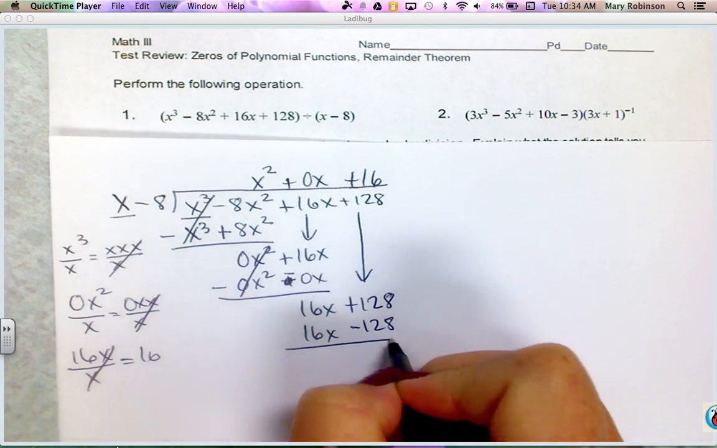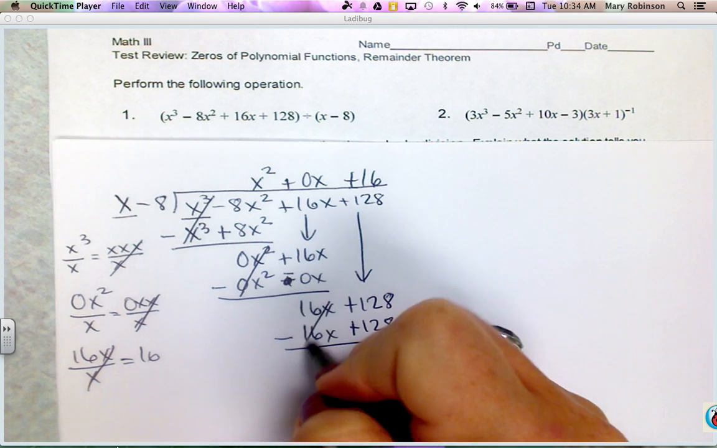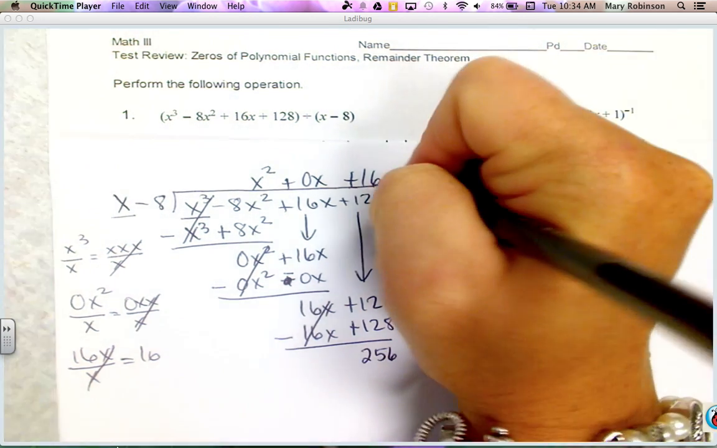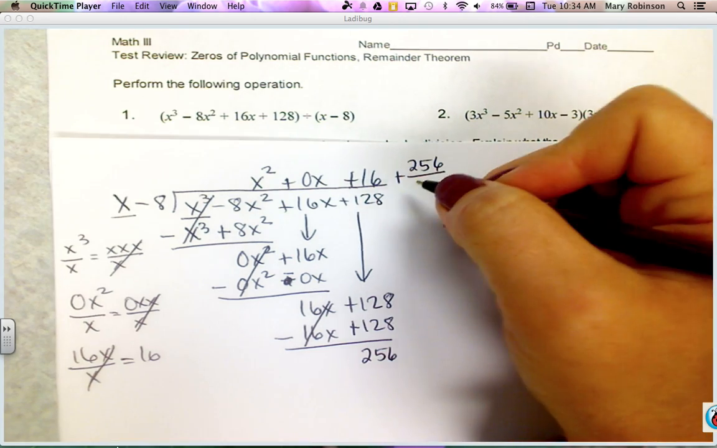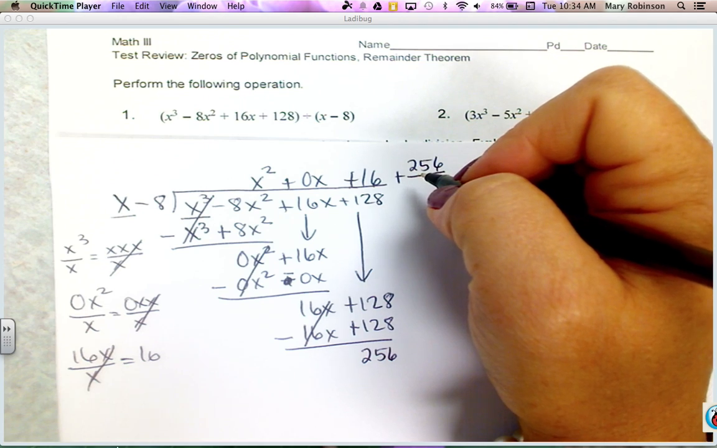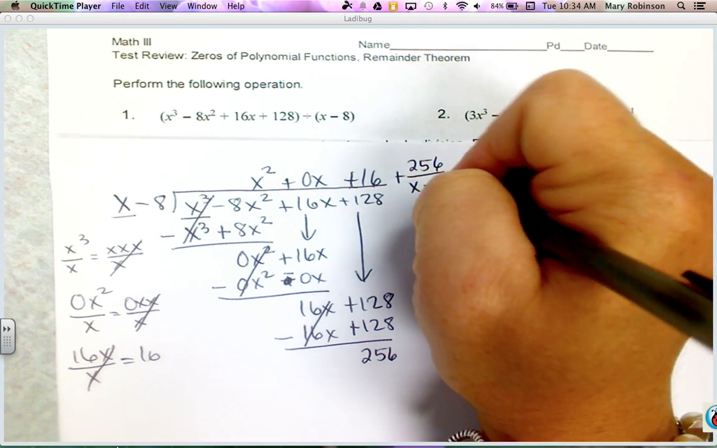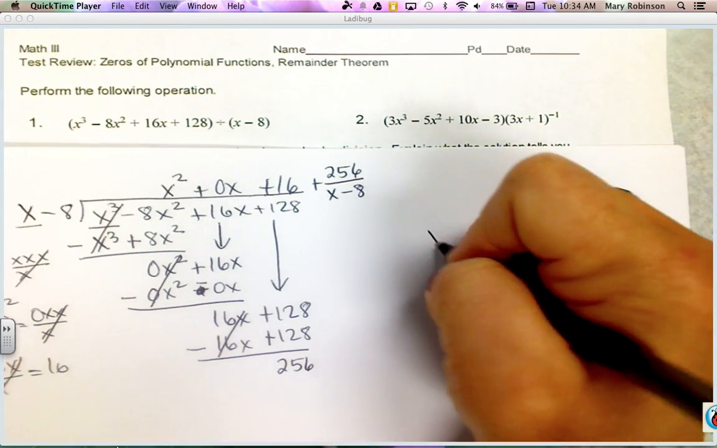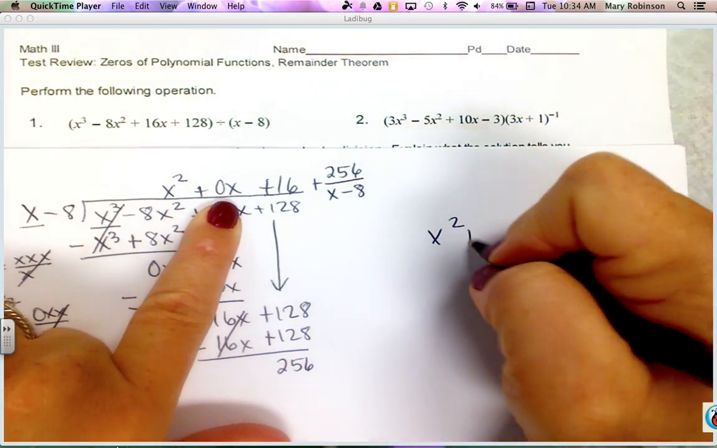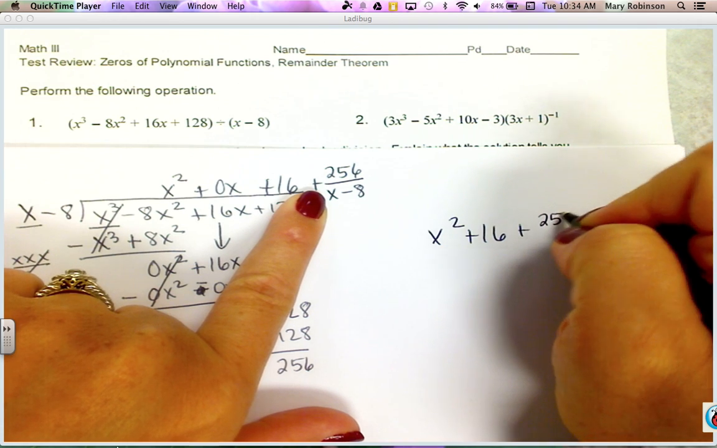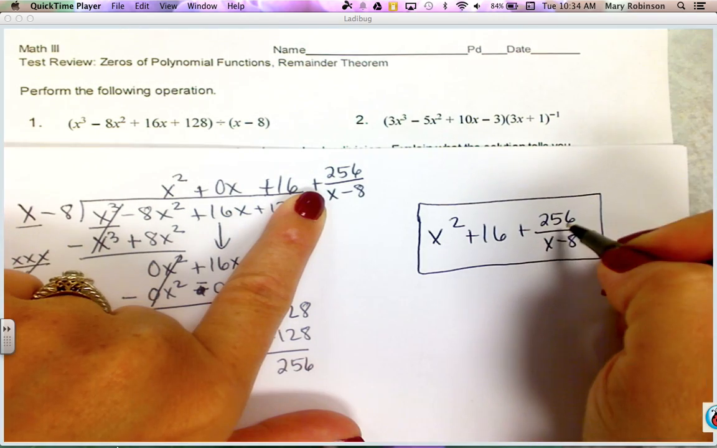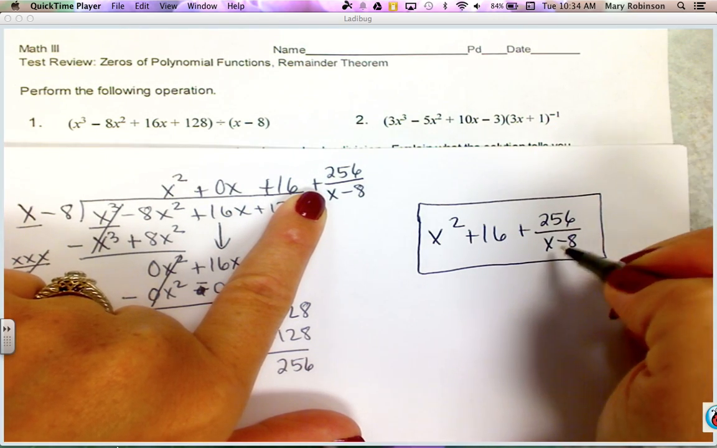But be careful here, when we draw our line and change our signs, we actually do have a remainder. These don't cancel out, and our remainder is 256. So we always write your remainder up here as plus your remainder if it's positive and minus remainder if it's negative, but 256 over the divisor, x minus 8. So that means our final answer, please write this quotient but without the 0x, would be x squared plus 16 plus 256 over x minus 8.